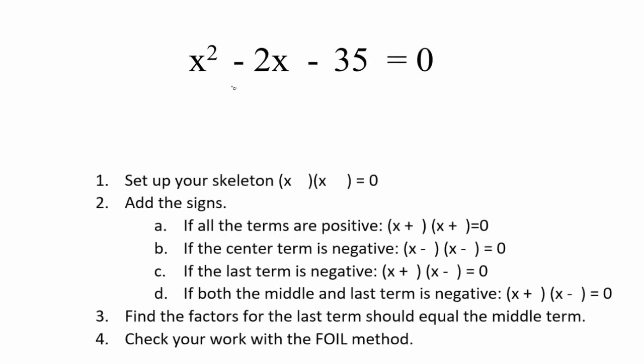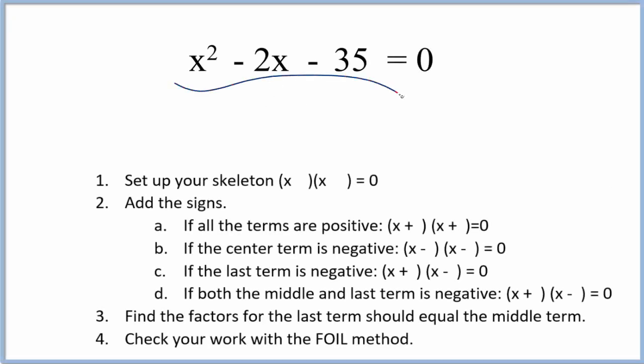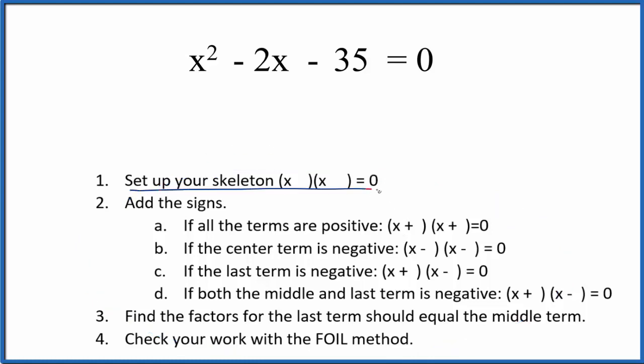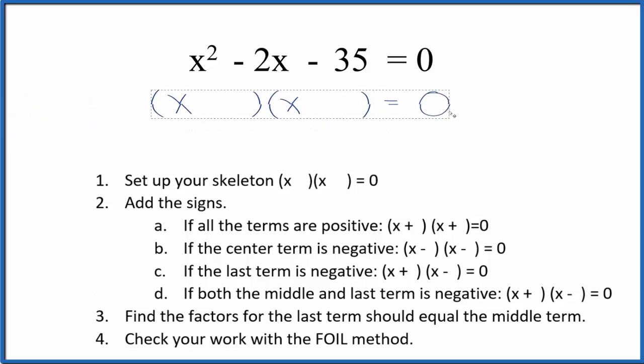In this video, we'll factor the equation x squared minus 2x minus 35 equals 0. And we'll use these guidelines here to help us do it. First thing we want to do is set up a skeleton equation. That'll help us factor the equation. So we'll put a skeleton right here.